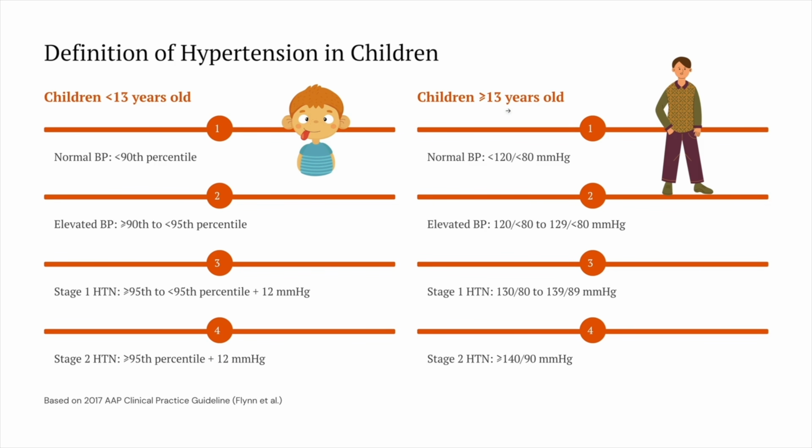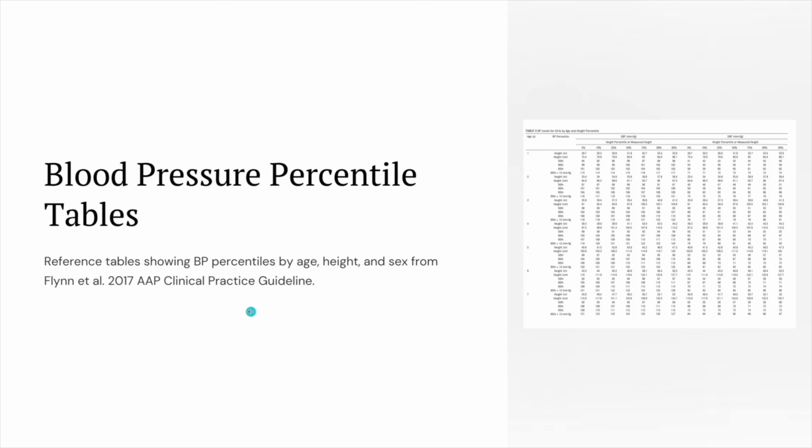For children greater than 13 years old, it's more or less the same as adult. Normal BP will be less than 120 and 80. Elevated is 120 to 129 and less than 80. Stage 1 is 130/80 to 139/89. So stage 2 is more than 140/90. Basically, my video is mainly based on the 2017 AAP Clinical Practice Guideline on Pediatric Hypertension.